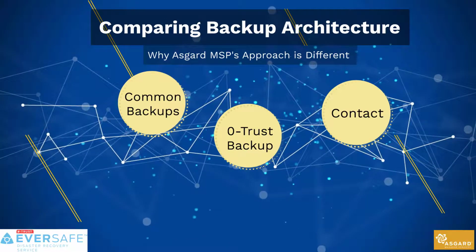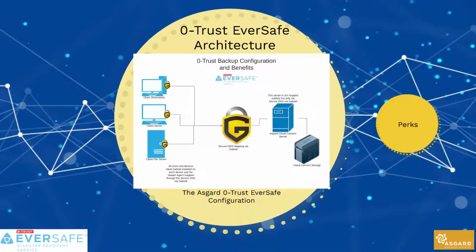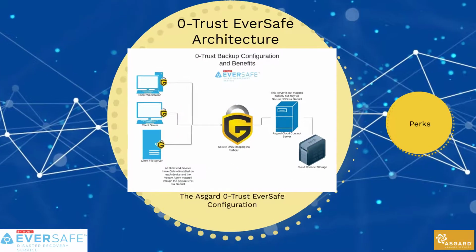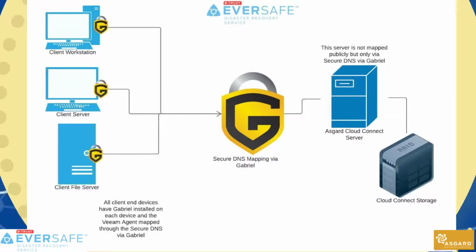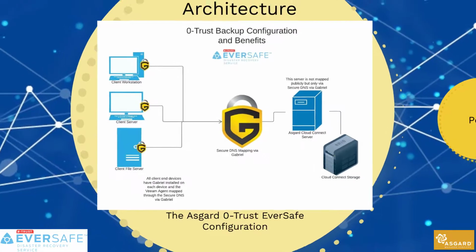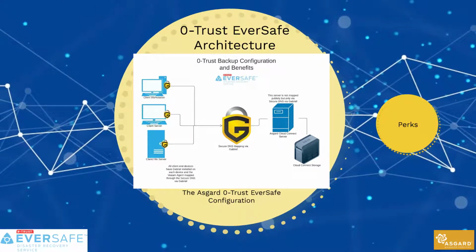Now, if we look at our zero trust backup infrastructure, this is what it looks like. You'll immediately notice that there is no client device itself deployed on the networks. Our software program gets deployed on any device that is needing to be backed up, and then we map that through a secure DNS name onto our Cloud Connect server. Instead of using a publicly mapped name or a DNS name, we use the secure DNS name from the Gabriel service. This allows us to communicate on a network that is not part of the public IP or public DNS system. This secures your backups. This just hardens the security on your network that much more.